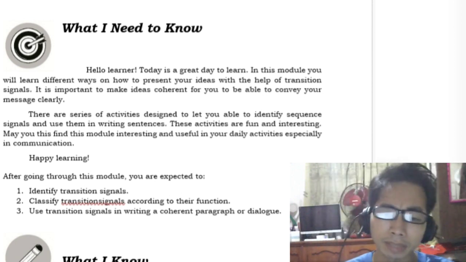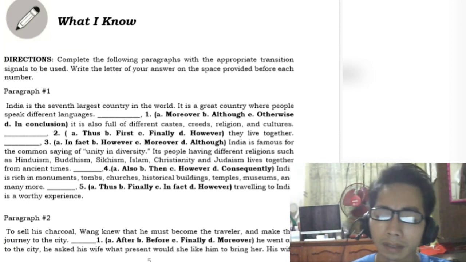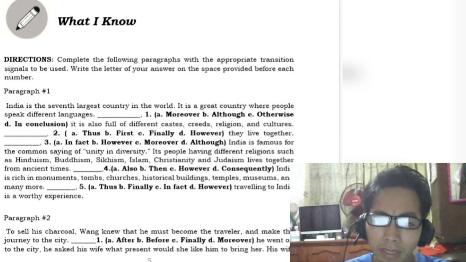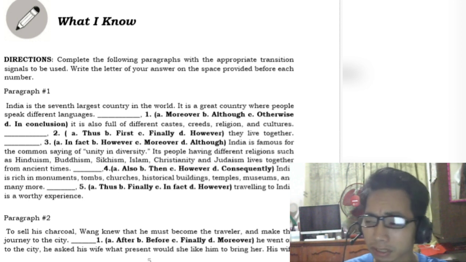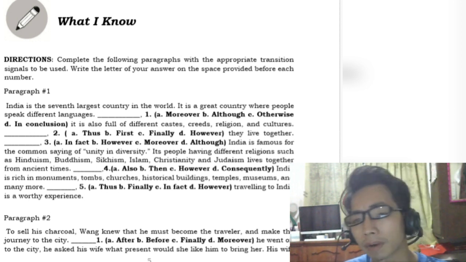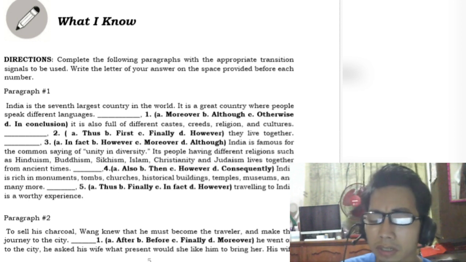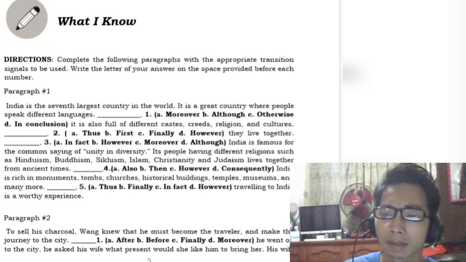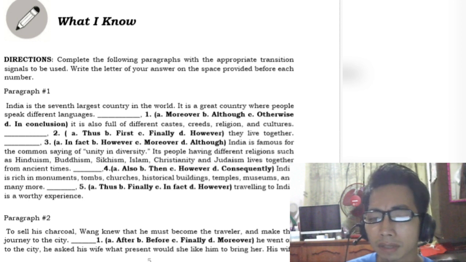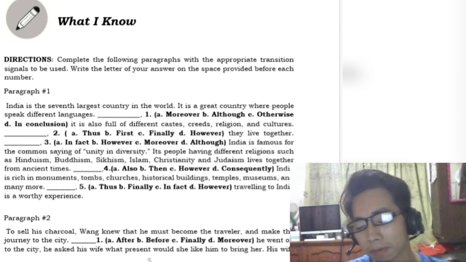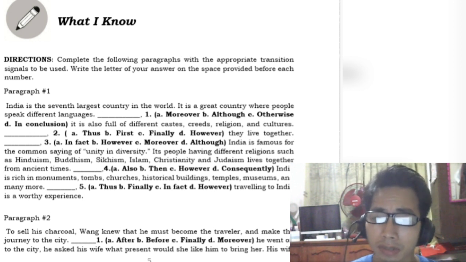Okay? So now let's proceed to What I Know. Here we're going to test your previous knowledge about transition signals. Let's read the directions first. We're going to complete the following paragraphs with the appropriate transition signals and write the letter of your answer on the space provided before each number. Class, no worry, because I asked you from the very beginning that you are going to answer not directly in the modules, but put your answers in a separate paper. Okay, meaning answer diretso sa papel.